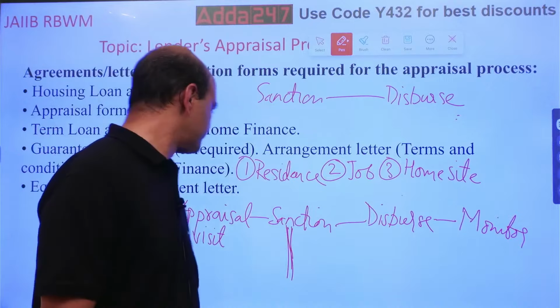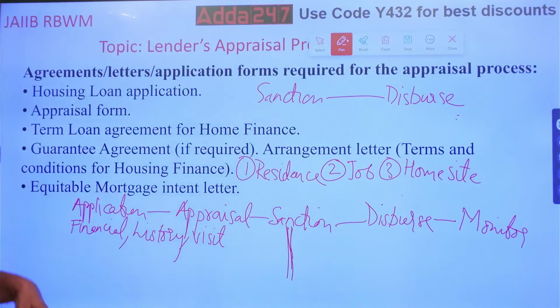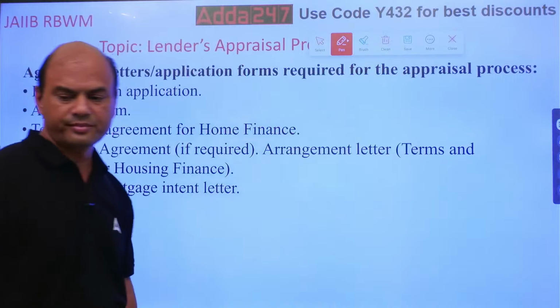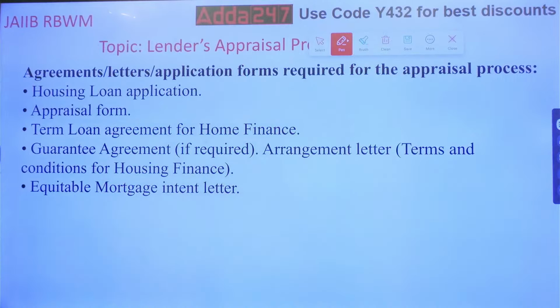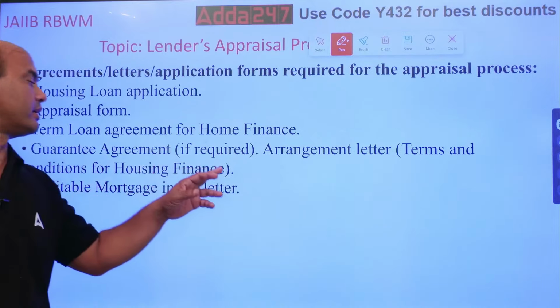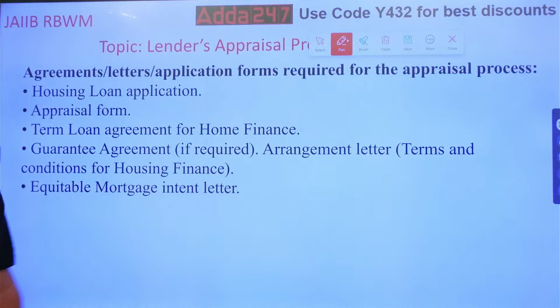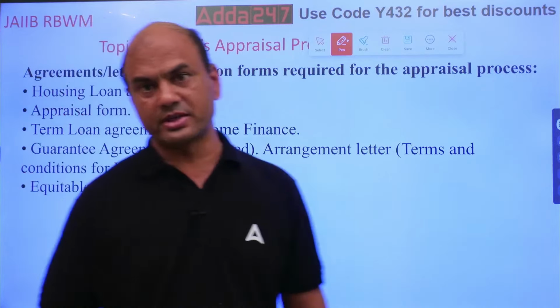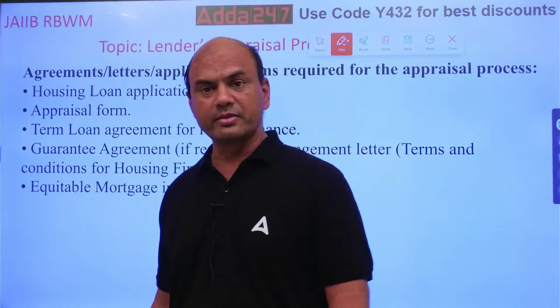Isn't it? So, next, let me clean all this. Okay. So term loan agreement for home finance, then guarantee agreement, agreement letter, terms and conditions. Okay. Then equitable mortgage intent letter. Now intent letter means what? That person is ready to do the mortgage. Equitable mortgage. What is equitable mortgage?